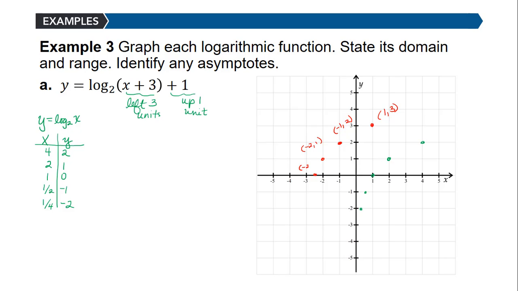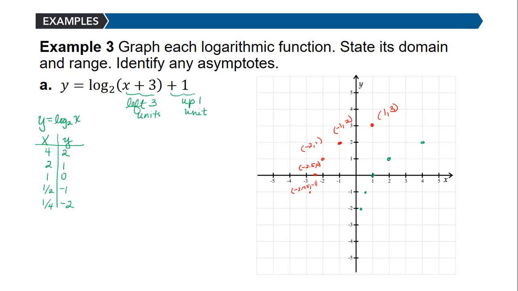(-2.5, 0). And the (1/4, -2), if I go left 3, 1, 2, 3, up 1, is at like (-2.75, -1). Now I have to also think about my vertical asymptote.